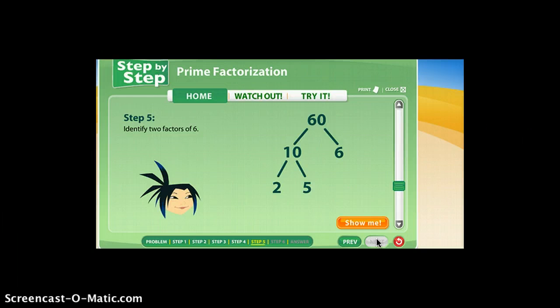Let's look on the other side of the tree at 6. Identify 2 as a factor of 6. 2 times 3 equals 6. So draw a 2 and a 3 coming down from the 6.